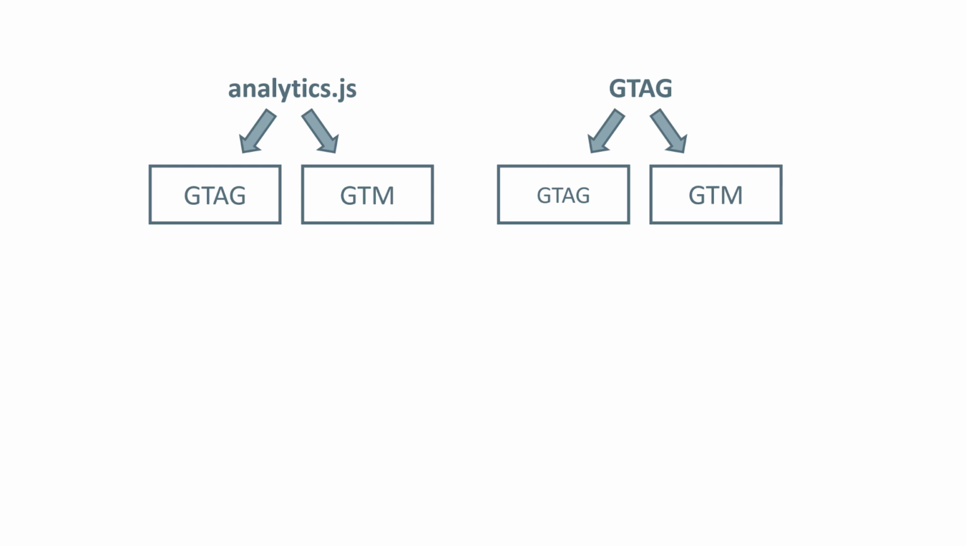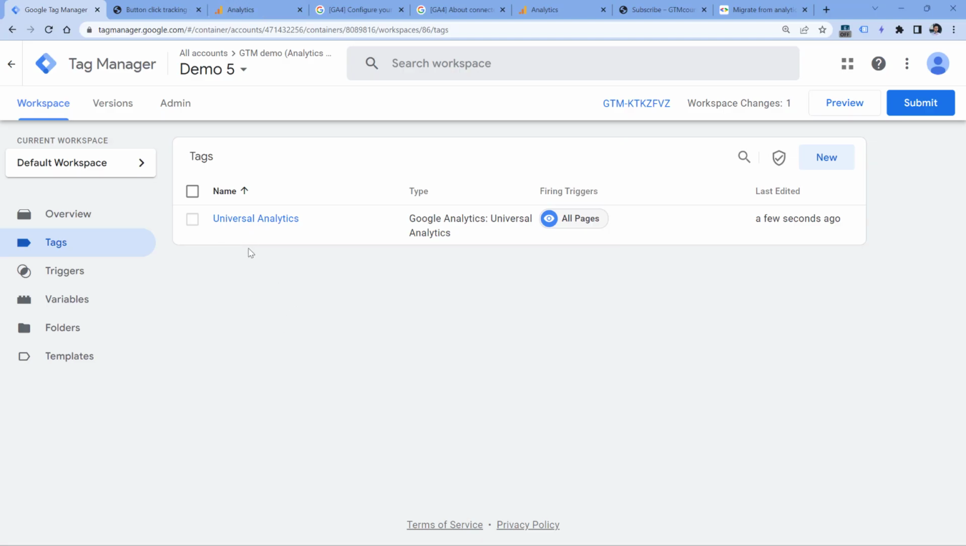Now, the third option, which will be fairly simple, is if you already use Google Tag Manager and you have installed Universal Analytics with it. In that case, continue using the same container. Here's an example. I have a demo container and here I have just one tag, which is Universal Analytics. It tracks page views, traffic sources, counts sessions, and so on.